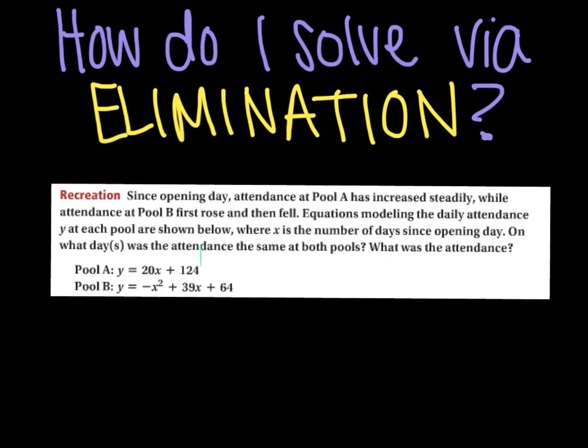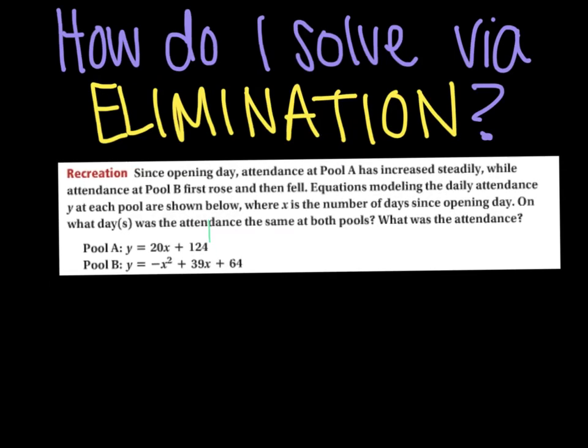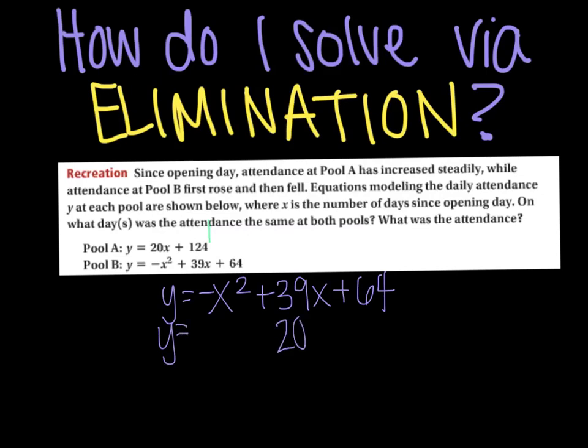How do I solve via elimination? Remember, elimination is the method when you take and cancel out a variable. I'm going to rewrite these a little bit so that things line up a little bit better. And then you'll want to cancel. And in this case, we're going to want to cancel our y just because it's easiest. Not that you can't cancel something else. But if we subtract here, that cancels out our y's.